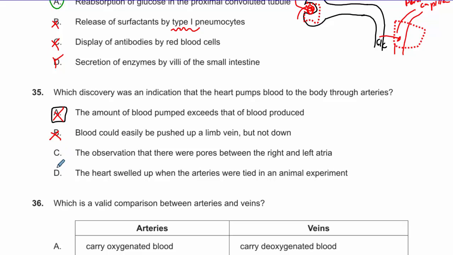C, the observation that there were pores between the right and left atria. Again, we have a closed loop. I think reptiles have openings between them, maybe. At least some more primitive animals have it, but we don't. That's wrong. D, the heart swelled up when the arteries were tied in an animal experiment. And yes, of course, if you tie the artery and all the valves in the heart are one way, it would swell up. So yes, this sounds correct.